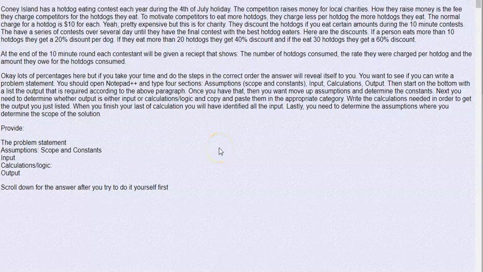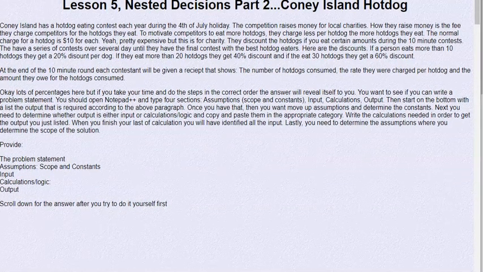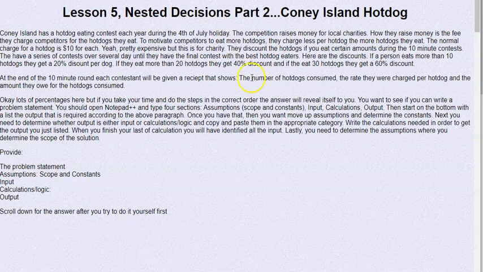Okay, doing the problem statement for the Coney Island hot dog. And you can see that we have hot dog contests. They're $10 a piece. But to motivate people to eat more hot dogs, we discount each hot dog whenever they go past a certain milestone. So you can see here, you get 60% off if they do 30, and they get 40% off if they do 20, and if they do 10, they get 20% off.